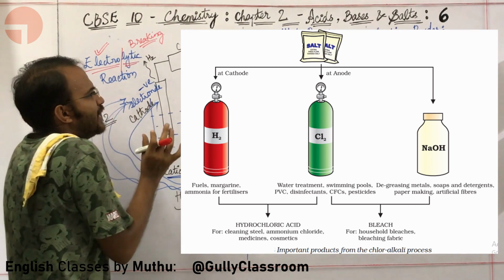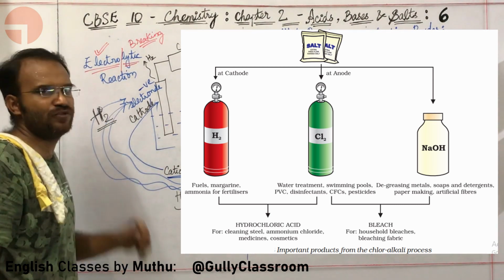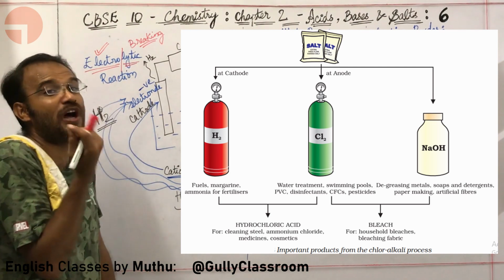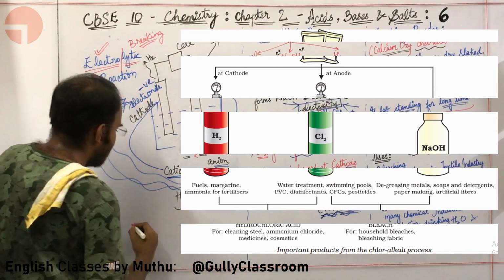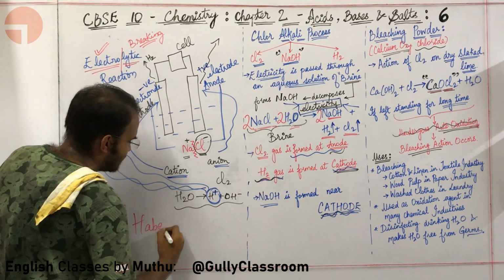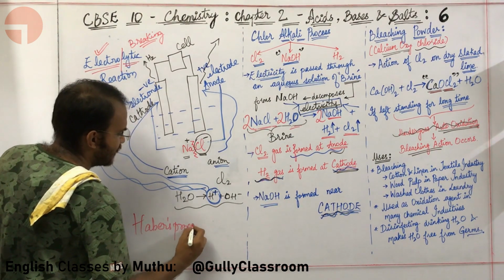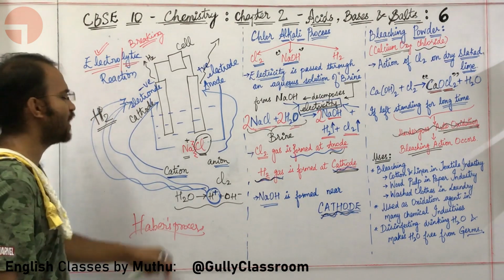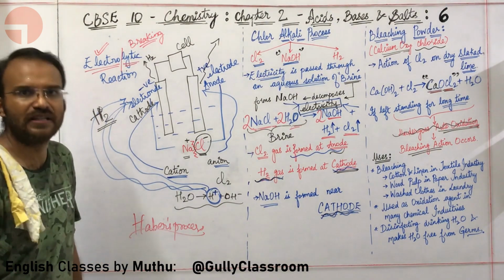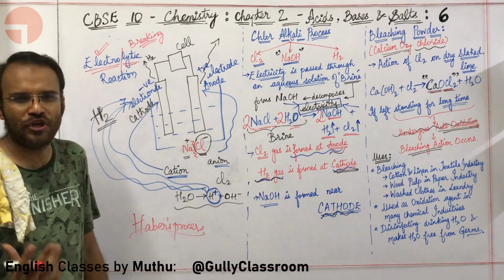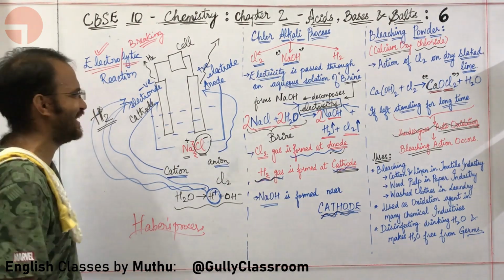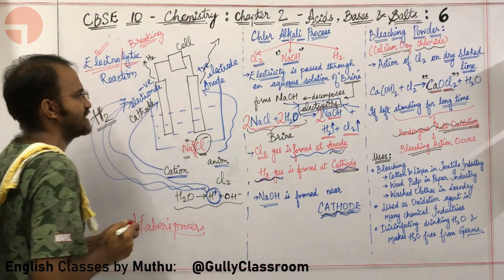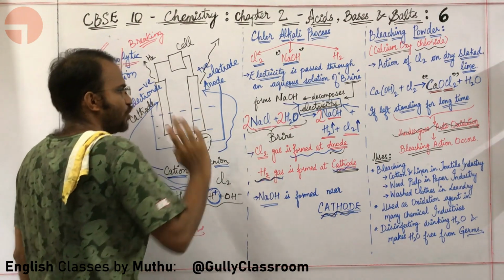Okay, sir. What is the manufacturing process of ammonia called? The manufacturing process of ammonia is called Haber's process. It is a very important topic. When will it be learnt, sir? When you are going to study higher secondary chemistry. Okay, that's basically the applications of hydrogen. Let us look at the applications of chlorine.